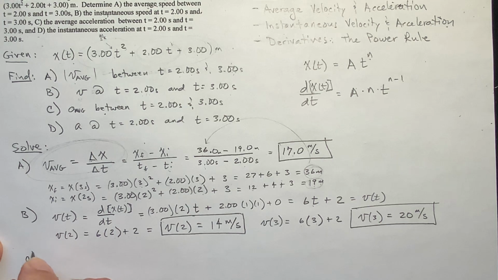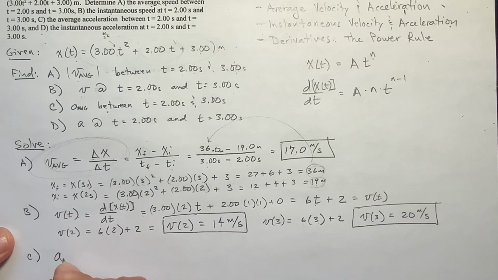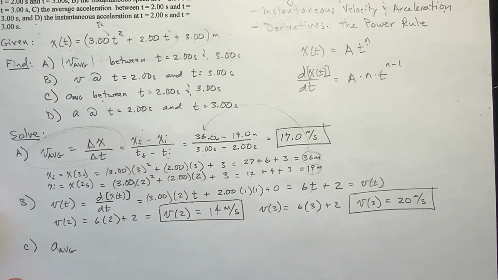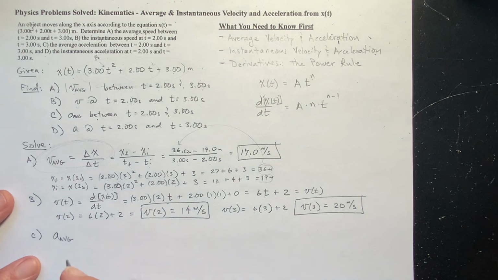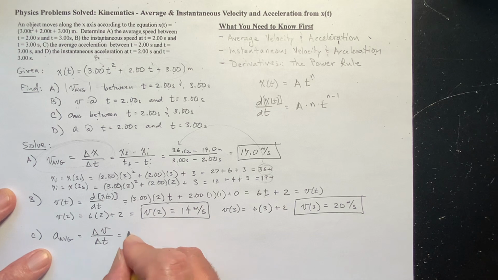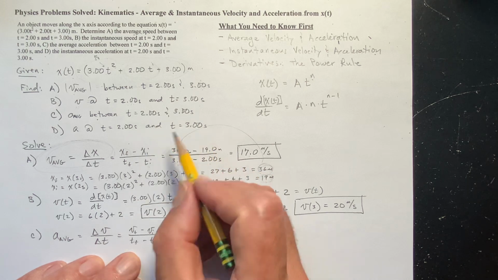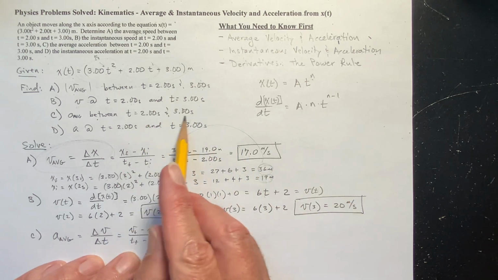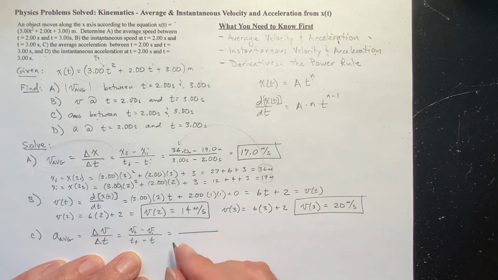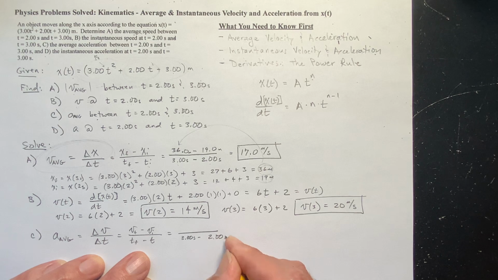Now for part C, we want the average acceleration between 2 and 3 seconds. So to find the average acceleration, we want a change in velocity over a change in time, which is the final minus the initial over the final minus the initial time, okay? Now, very nice of them, they gave us the same times as we calculated above, so the final time is going to be 3 seconds minus 2 seconds, okay?